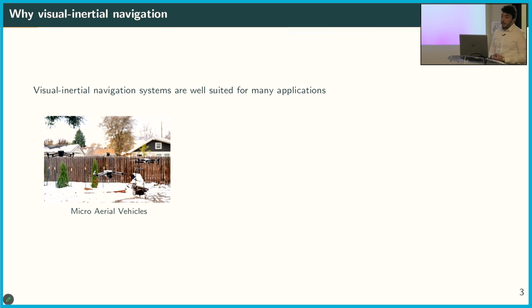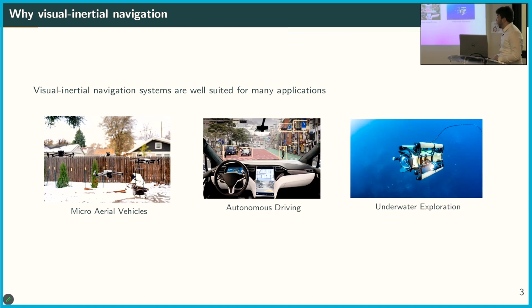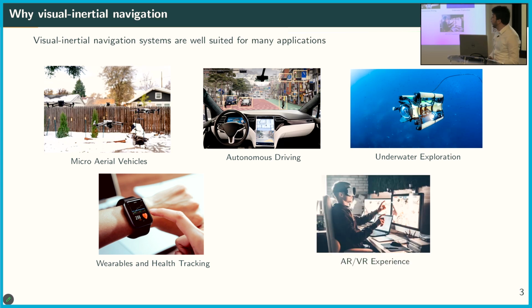Visual inertial navigation is well suited to many applications, like micro aerial vehicles, autonomous driving, underwater exploration, and different underwater applications. Also, it's present in wearables and health tracking devices, and in augmented reality and virtual reality experiences more recently.